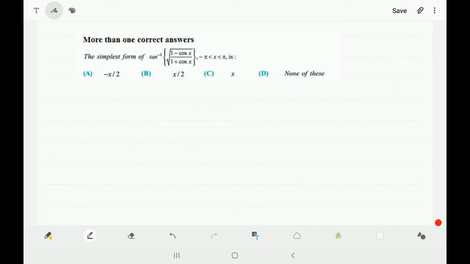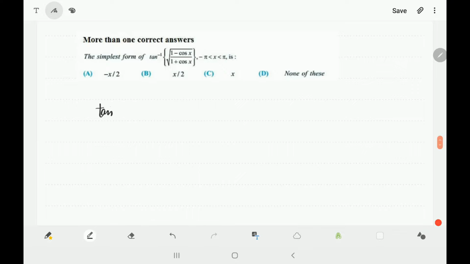In this problem, we have to find tan inverse of under root 1 minus cos x upon 1 plus cos x in its simplest form. Means you have to just simplify this term in the open interval x from minus pi to pi. For these kinds of problems, you need to know the trigonometric formulae. That will help you.